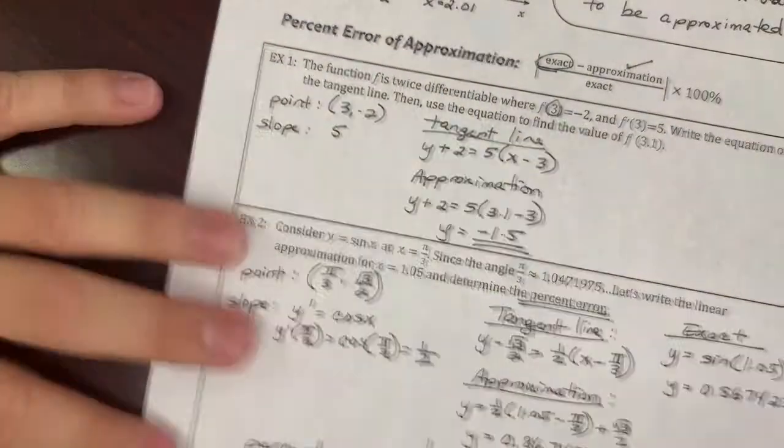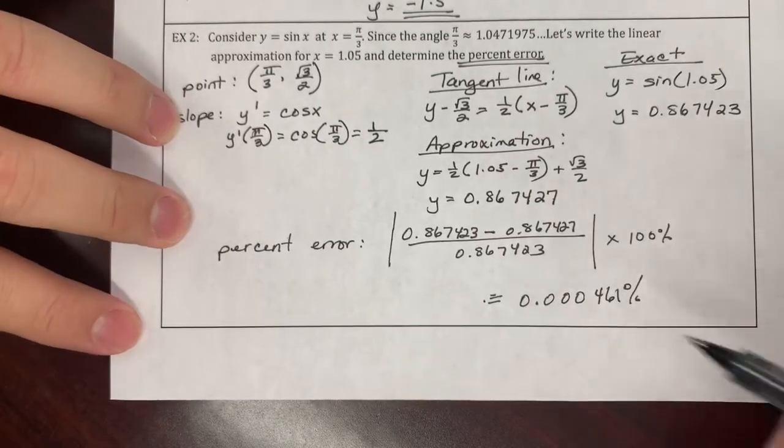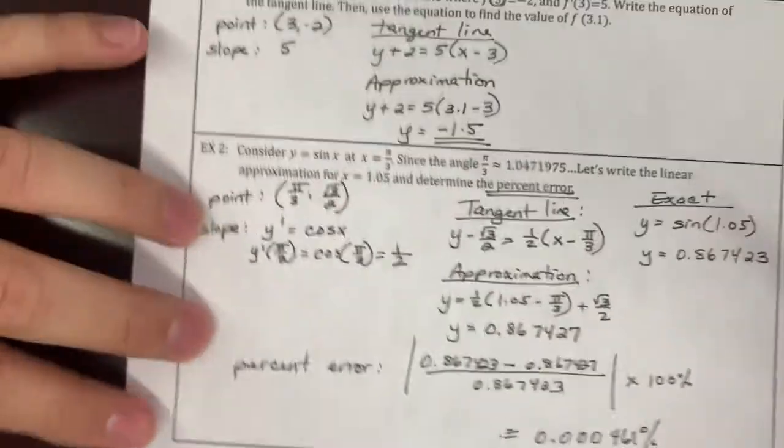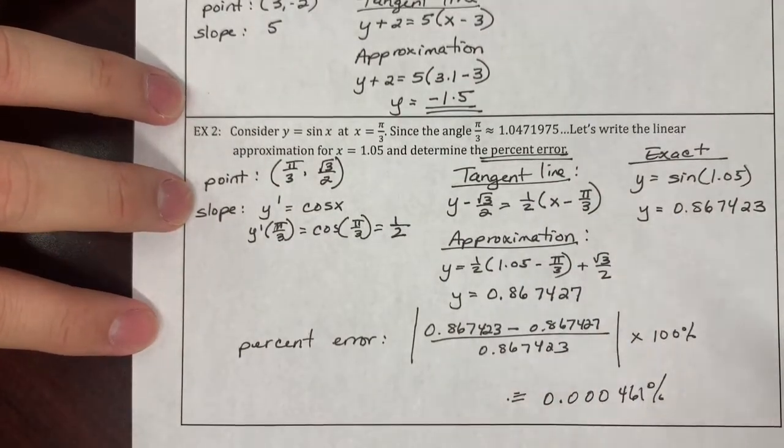Or I don't even know if that's even 3 sig figs, but whatever. I'm not a sig figs kind of guy. So yeah, there you go. That is the percent error. So I mean, you can tell that the approximation is pretty close with that.